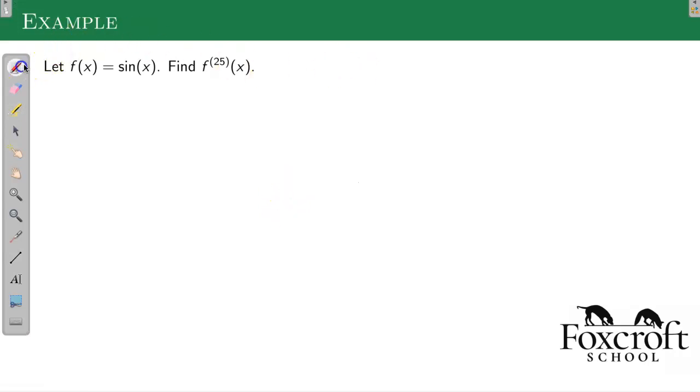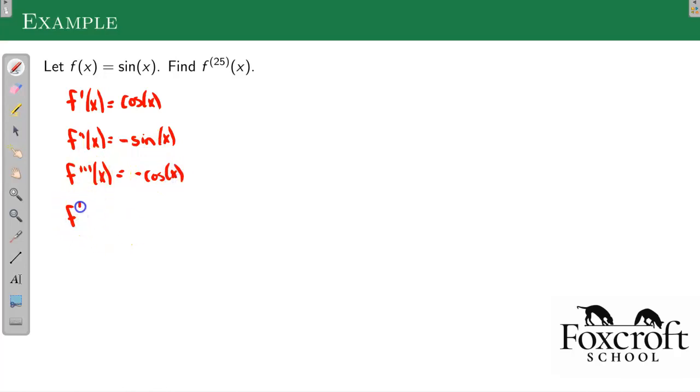All right, and here's one, I was going to say fun. To you guys, it's probably not fun. I have one example. Our function is sine. What's the 25th derivative of sine? Well, we know the first derivative. The derivative of sine is cosine. The second derivative, the derivative of cosine, is negative sine. The third derivative, the derivative of negative sine, well, the negative stays, and the derivative of sine is cosine.